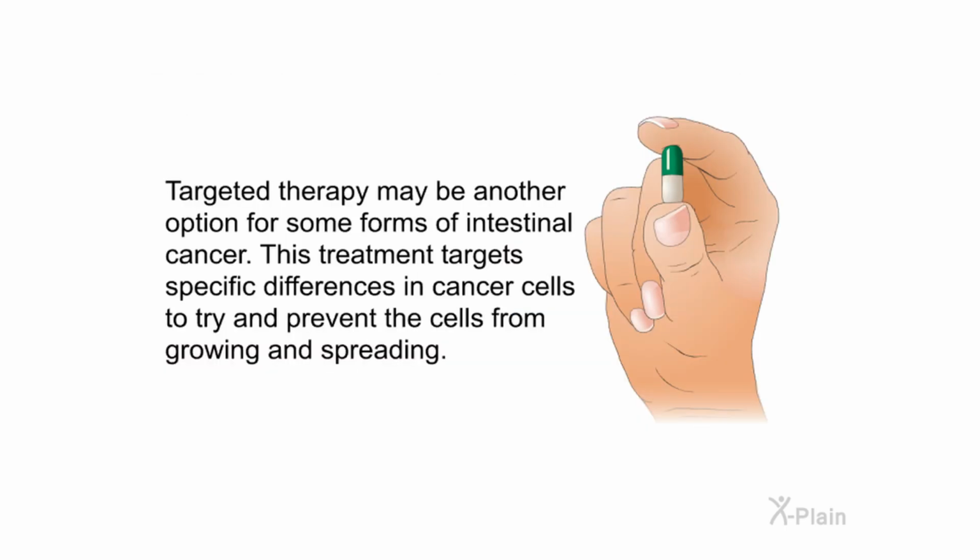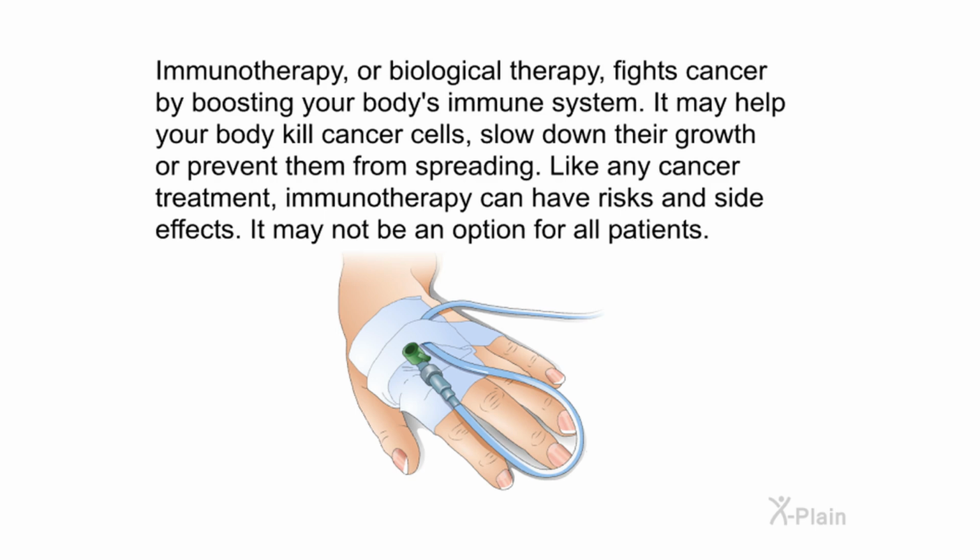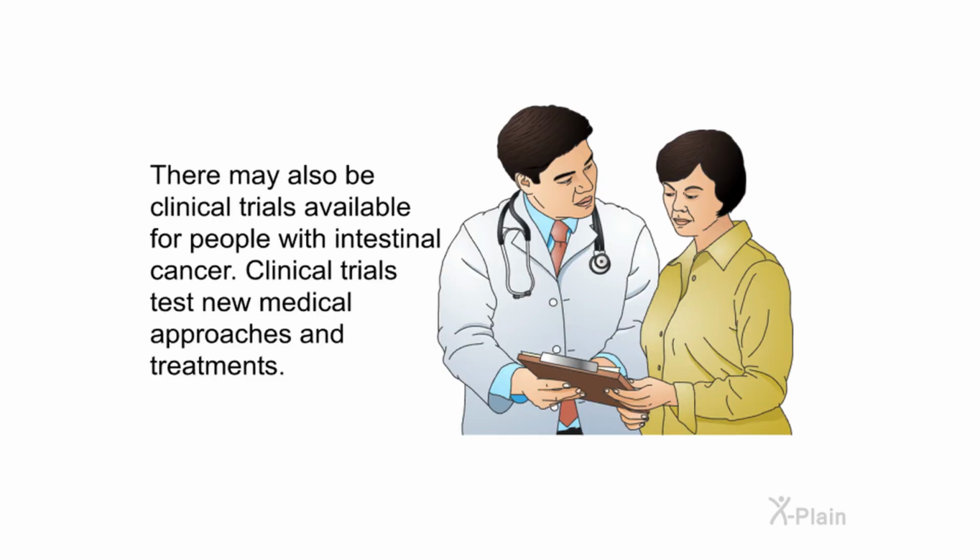Targeted therapy may be another option for some forms of intestinal cancer. This treatment targets specific differences in cancer cells to try and prevent the cells from growing and spreading. Immunotherapy, or biological therapy, fights cancer by boosting your body's immune system. It may help your body kill cancer cells, slow down their growth, or prevent them from spreading. Like any cancer treatment, immunotherapy can have risks and side effects. It may not be an option for all patients. There may also be clinical trials available for people with intestinal cancer. Clinical trials test new medical approaches and treatments.